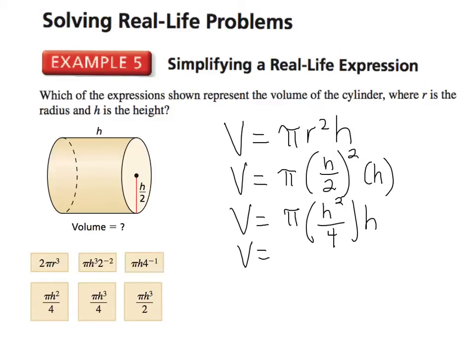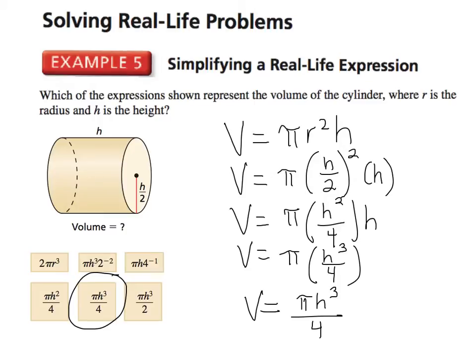Then I would actually take pi times, and now I multiply. H squared times h. Well, they're the same base, so what do you do with the powers? H squared times h gives me h to the 3rd divided by 4. So my answer would be pi h to the 3rd divided by 4. So it looks like this right here is my answer.